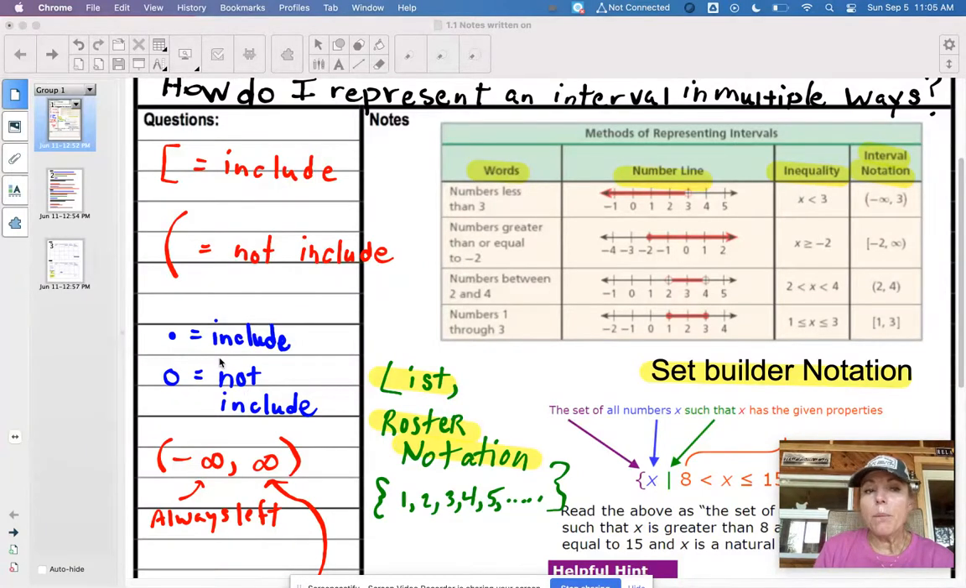When you're dealing with a number line, a closed circle means you're including that number. An open circle means you are not including the number that the open circle is on. And that is where the number line comes into play.